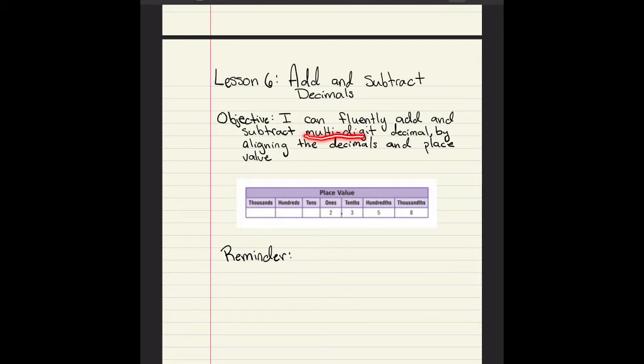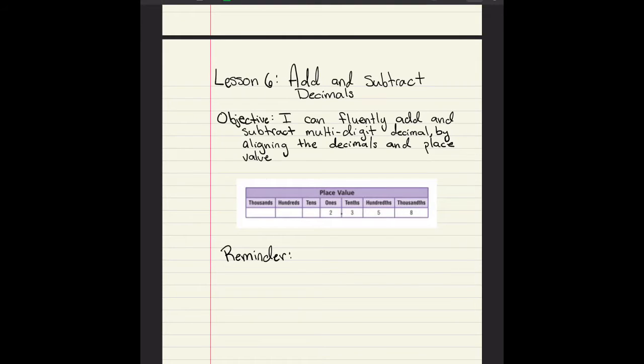And we're focusing on multi-digit because multi-digit means it has multiple digits, right? So it's not just 2.1. It's like 2.358. All right. And I guess in this lesson, we're also focusing on the adding and the subtracting. No vocab, but let's go over just place value.